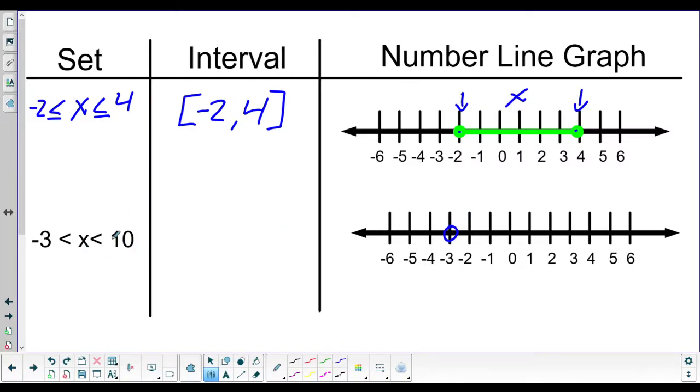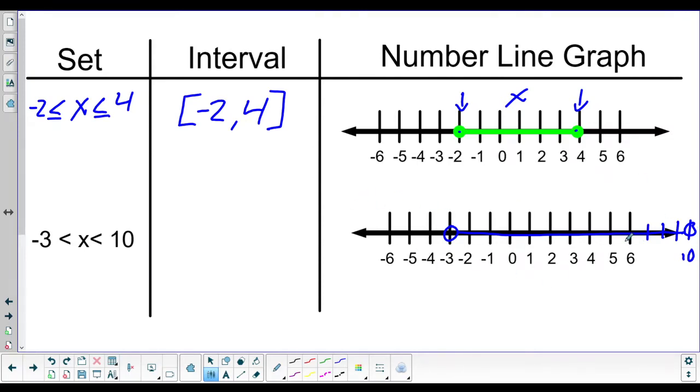Likewise with 10, x is less than 10, so it's going to go up to 10. So 7, 8, 9, there's 10. We're going to put an open circle because there's no line under to show or equal to. And then x is in between them. X is bigger than negative 3 but smaller than 10. So we're going to connect the two circles.